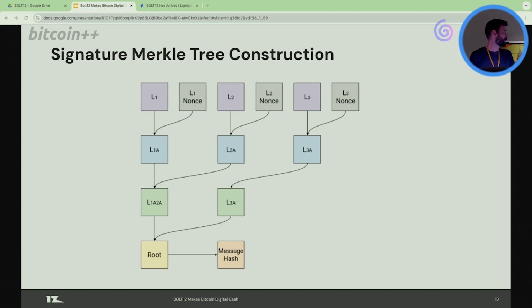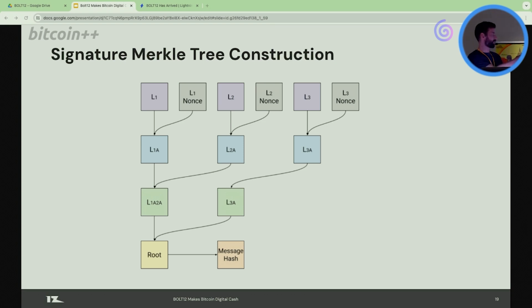And essentially, those represent a hash. So we'll go into how those were actually hashed. From the top down, as you are moving down each level, we're halving the amount of data that's hashed. For instance, when L1 and L1 nonce are combined, they're concatenated in a certain manner and then hashed using this tagged hash algorithm. And then the same thing happens with L2 and L2 nonce and L3 and L3 nonce.